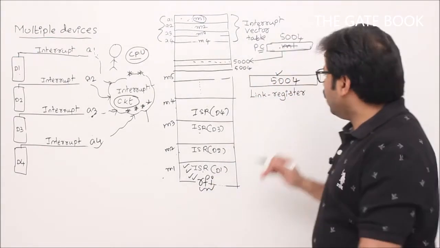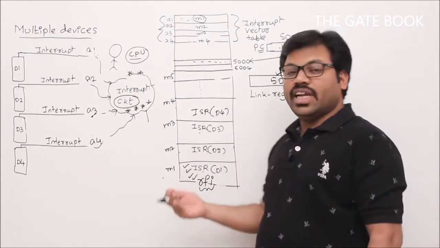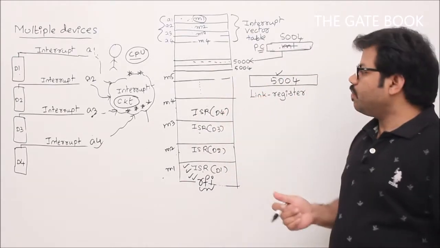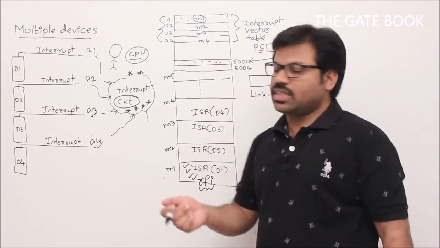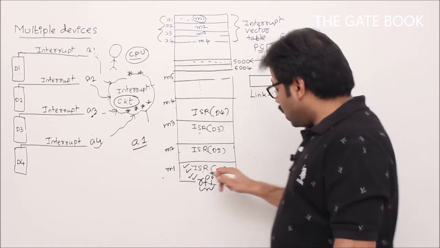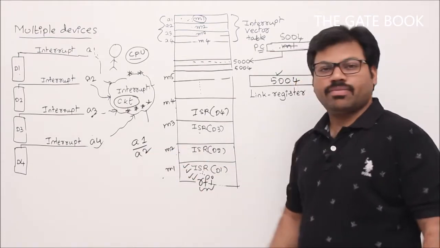Now, here I would like to tell you one more thing. What if you have nested interrupts? Will it work? This model will not work, right? Why? Let us try nested interrupts. Example, let's say first A1 is giving the interrupt. While you are servicing that interrupt, then A2 is coming, let's say.